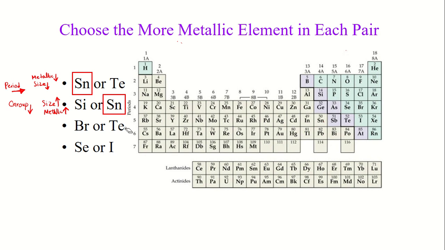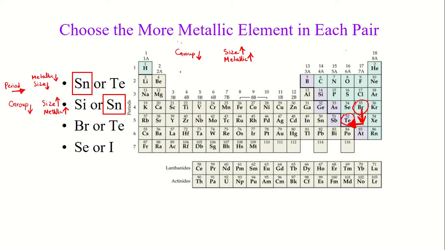How about if we have Br and Te? Br and Te, elements in two different groups and periods. So we are going to move to reach one of them. Br, I'm gonna move here and then reach Te. So I'm gonna review that one. Down a group, size increases or metallic properties increases.